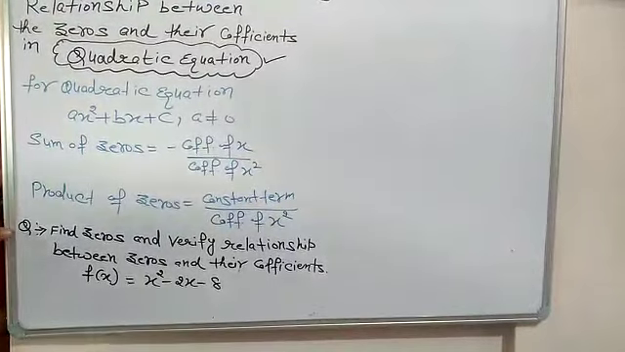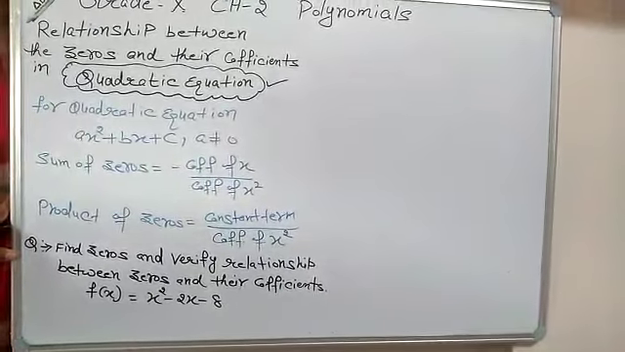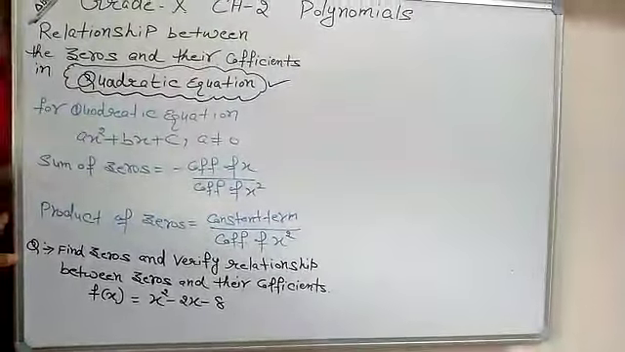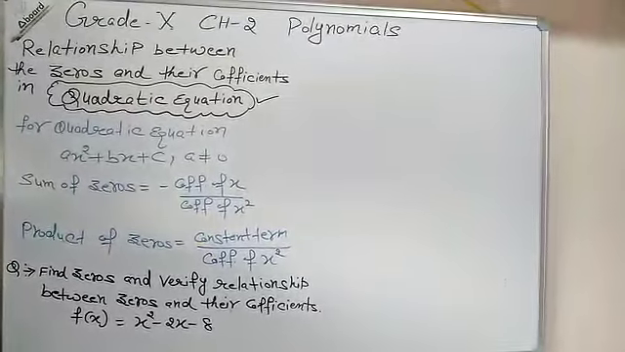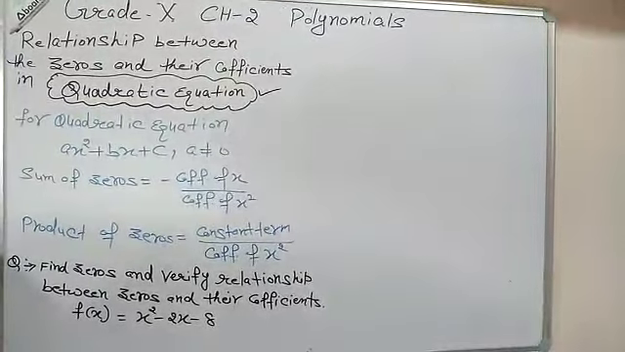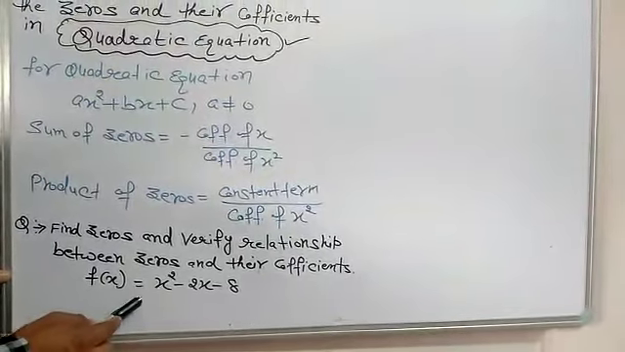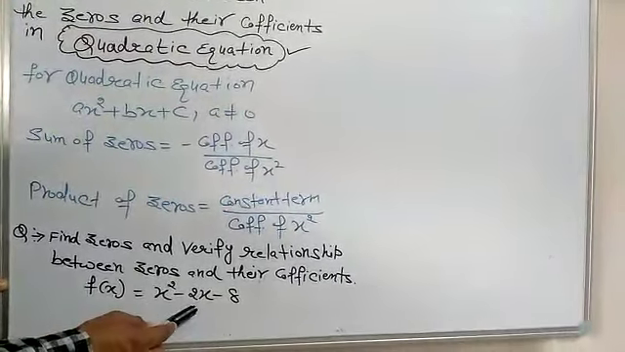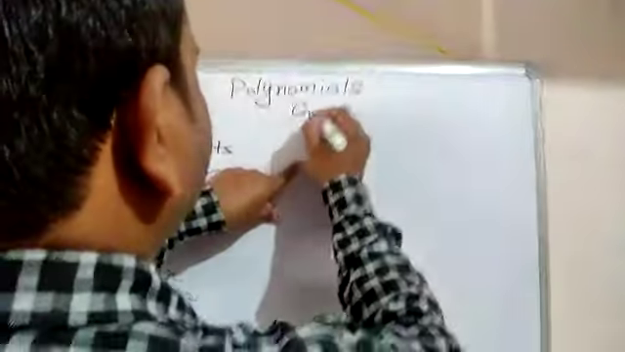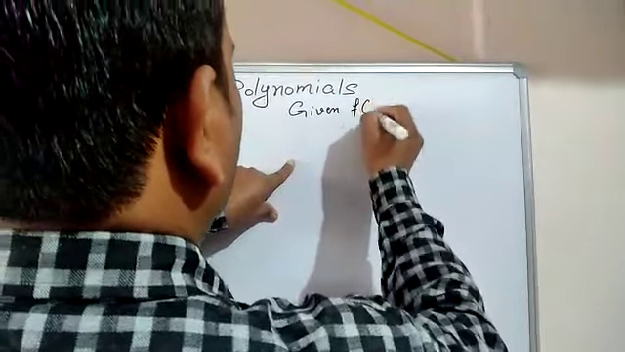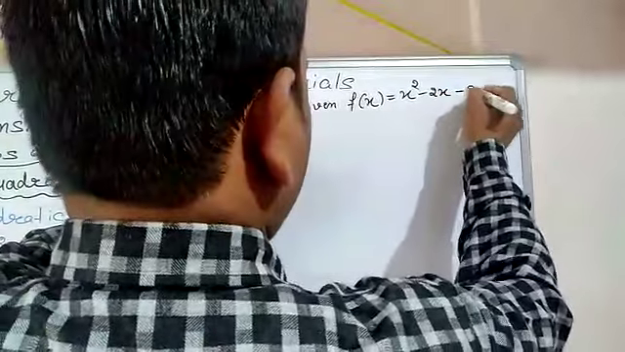in the previous lecture. So students, now we solve one example and try to understand with the help of that example how we verify the relationship between zeros and their coefficients in case of a quadratic equation. So here is the example. f of x is a polynomial which is equal to x square minus 2x minus 8. So see, the given polynomial f of x is equal to x square minus 2x minus 8.